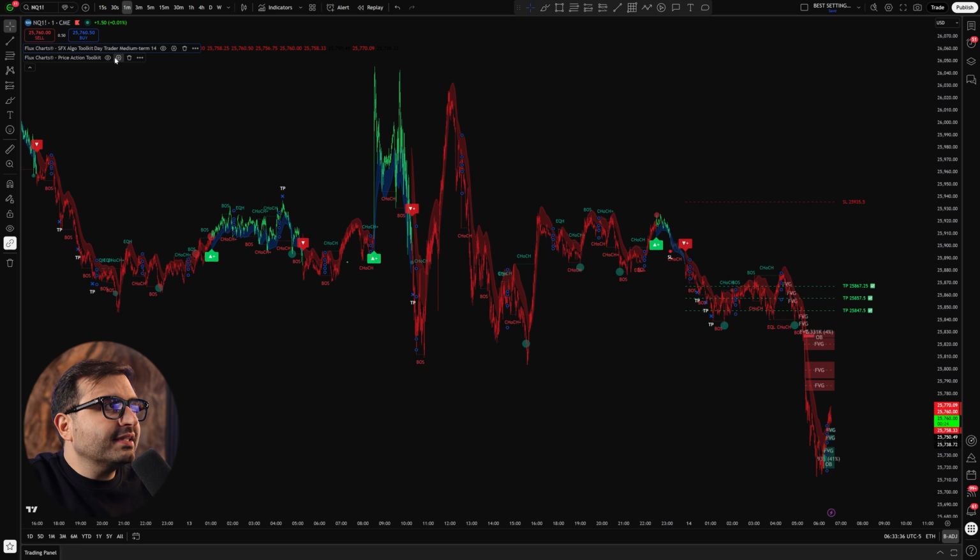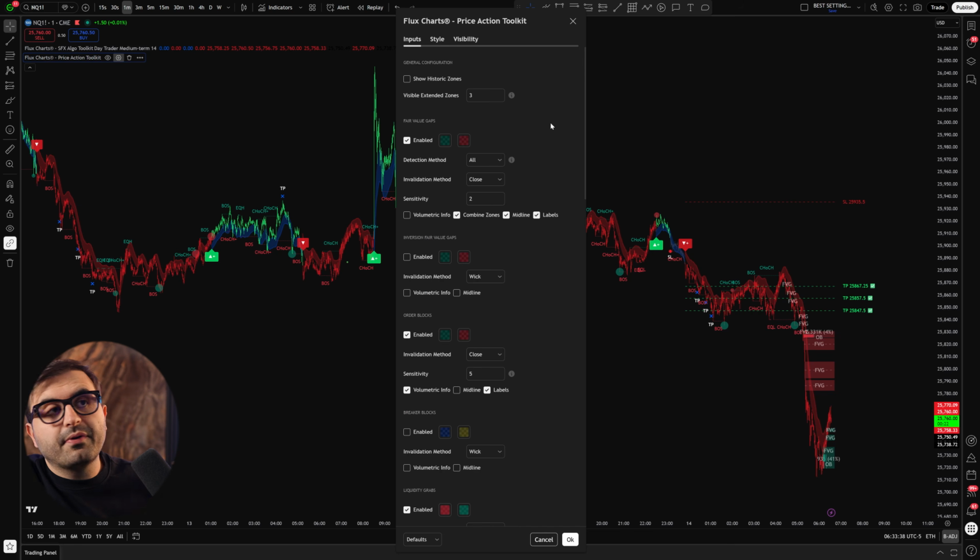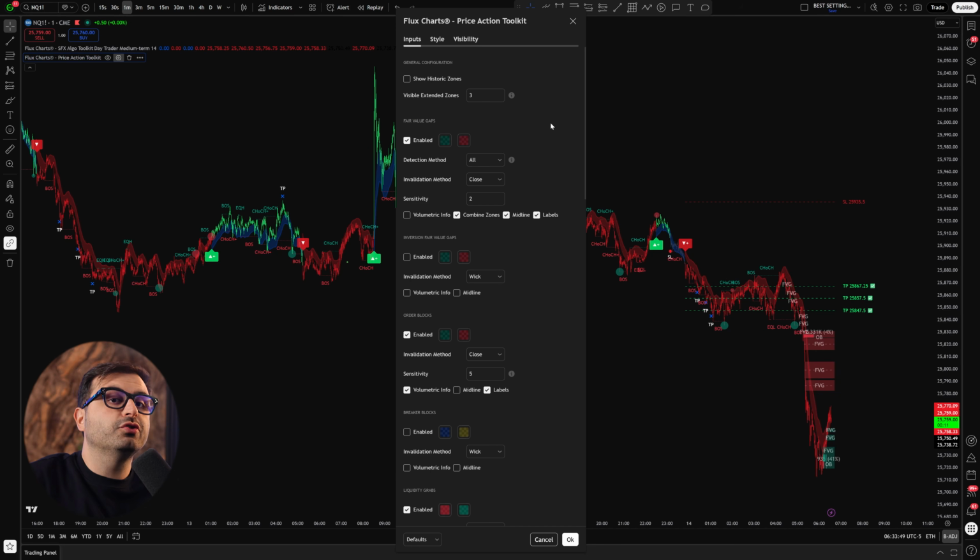And now the next settings you want to play around with are the price action toolkit. In my opinion, this is the most comprehensive price action toolkit indicator, and let's start setting those up.